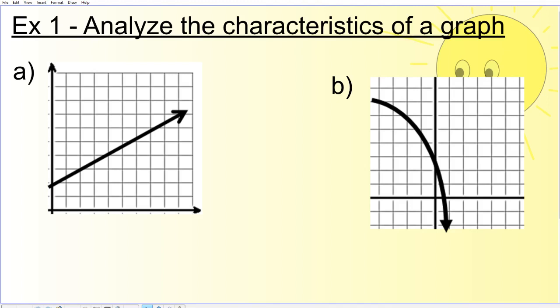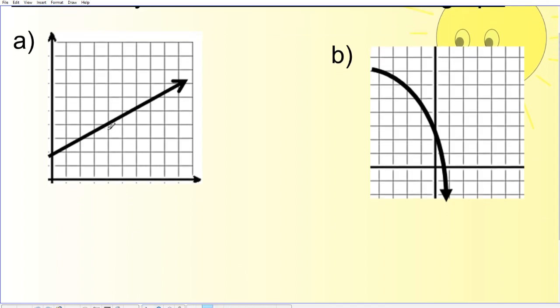So we want to look at these graphs, and we want to basically describe the line, the function, in words, with as many descriptive words as we can. So when I'm looking at this example A, things I can say about it immediately: I can say it is linear. I know because it is a straight line. Linear means straight line.